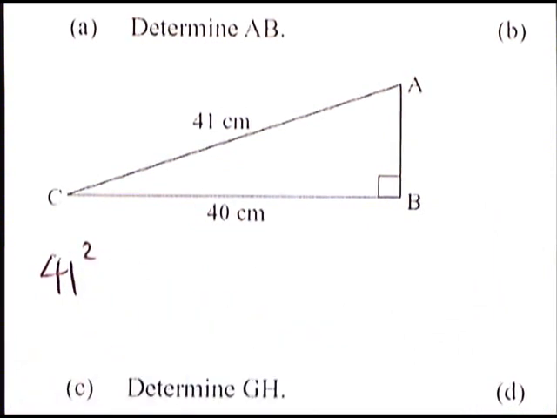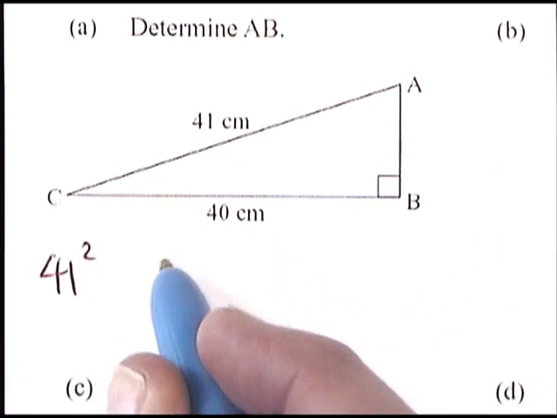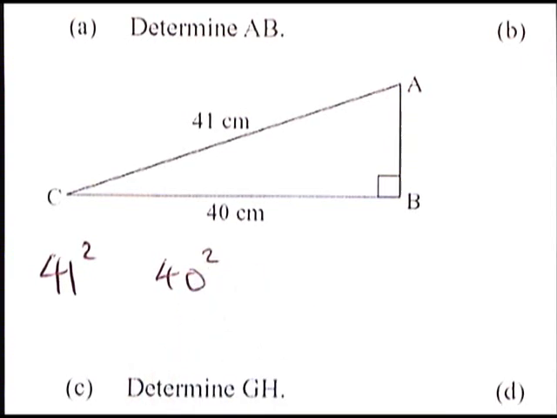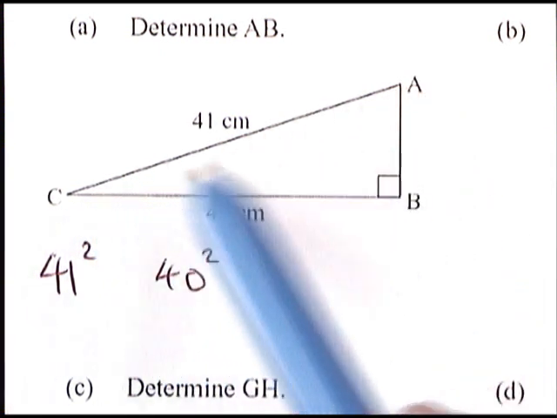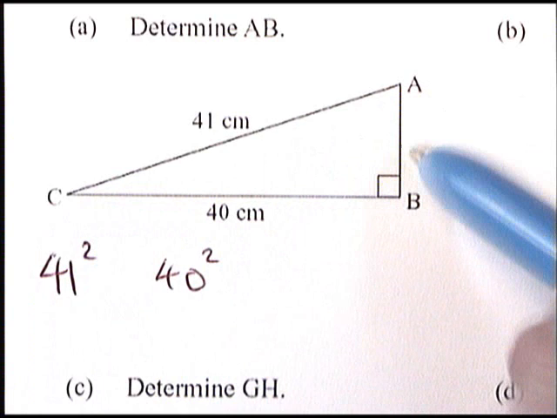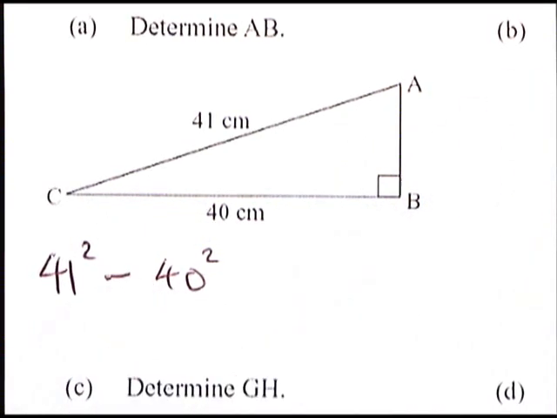Do 41 squared. The other side, 40. Do that one squared. If you're finding the longest side, you always add those together. If you're finding a short side, you always do a taking away. On this question, here's the longest side, the hypotenuse. You know that. You're finding one of the shorter sides. So, we do a taking away.